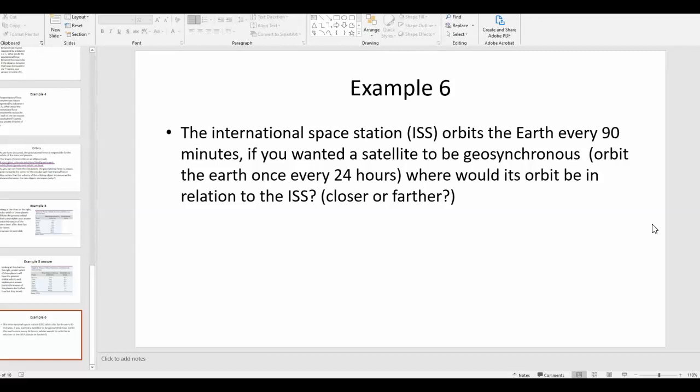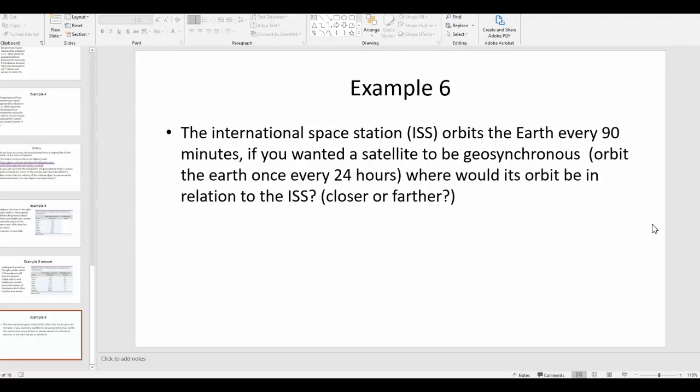Okay, so in other words, we have the ISS. It takes 90 minutes to go all the way around the Earth. In other words, the period of revolution for the ISS is 90 minutes. If we want a satellite to take 24 hours to orbit, does it need to be closer to the Earth than the ISS or farther than the ISS from the Earth? So see if you can figure that out.